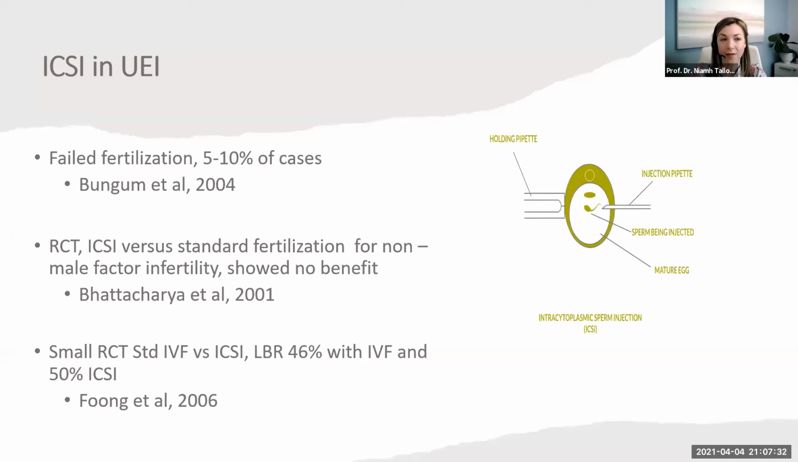So ICSI, intracytoplasmic sperm injection, at IVF is controversial. Many clinics do it routinely. The best evidence is that ICSI is required when there's a male factor, so you're actively injecting a sperm into an egg. For non-male factor, it's not thought to improve live birth rates. However, I'm asked this every day too, where I have a young couple who say, well, couldn't our infertility be failed fertilization? And I'm like, yes, it could be.